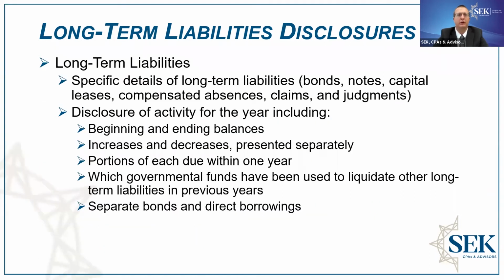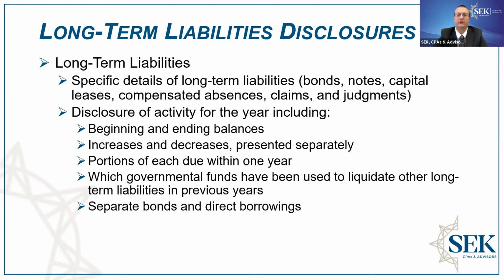So there's also, for the long-term liability, specific details of those liabilities. Again, those typically include bonds, notes payable, capital leases, compensated absences, and you can also have claims and judgments. The disclosure of the activity is very similar to the capital assets. It's also in a table format, again, showing the beginning and ending balances, increases and decreases, the principal portion that's due within 1 year, as well as which governmental funds have been used to liquidate the other long-term liabilities.